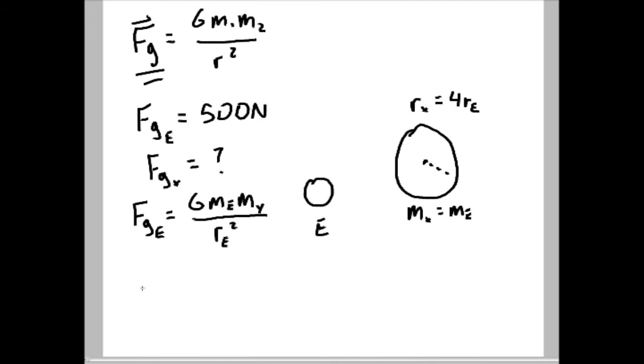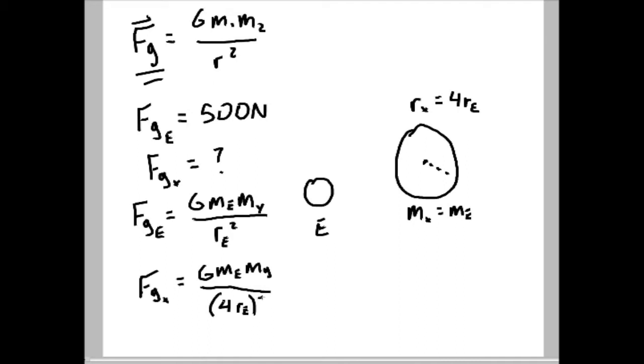Now, my weight on planet X. Write out what it would be. Well, okay, so I've got equals G, and then its mass is the same as the mass of Earth, so I'll just write mass of Earth. And then my mass also didn't change, so my mass. Now, here's where we get a difference, because it's over 4 times the radius of the Earth squared.